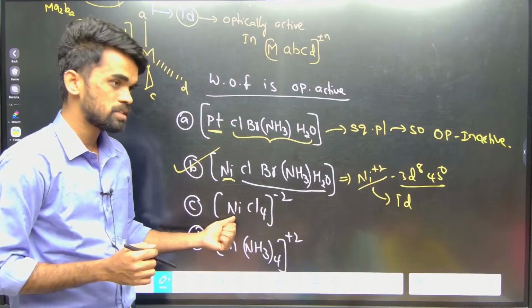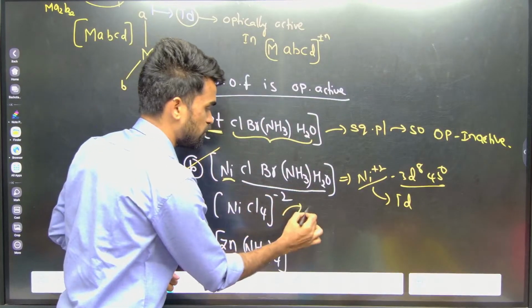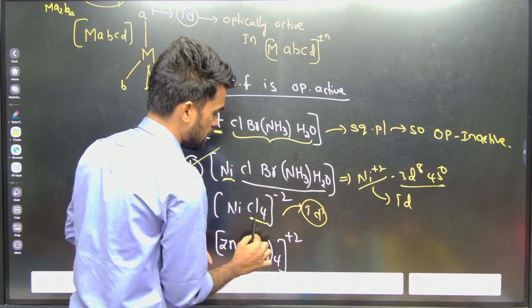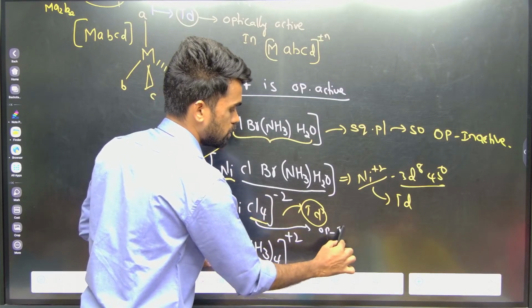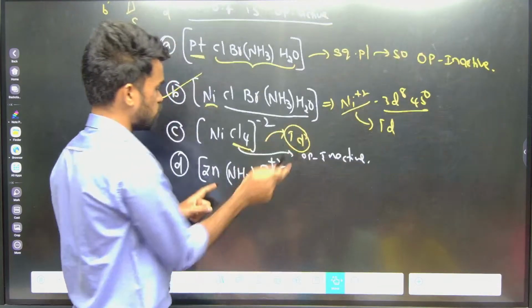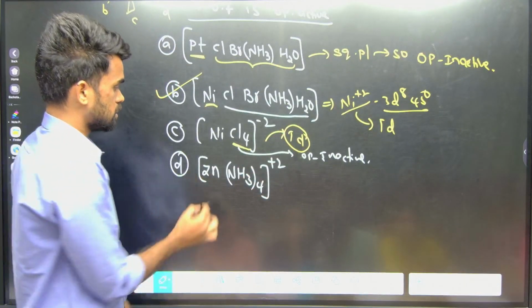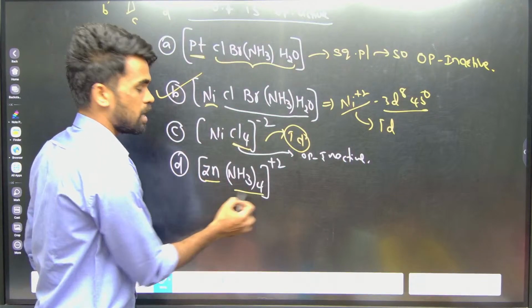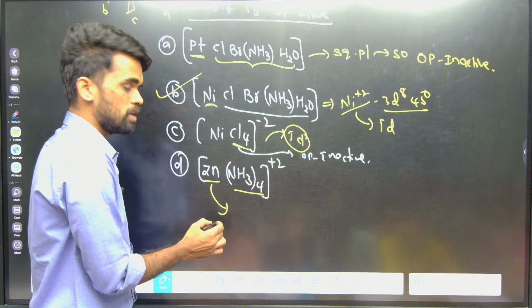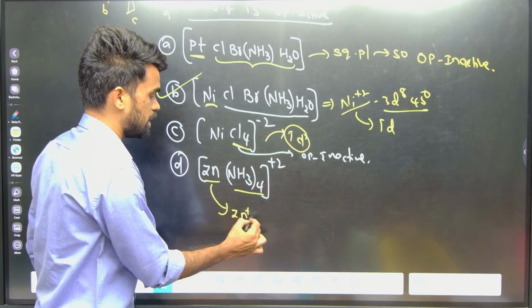Next, what about this? This is tetrahedral, fine. But all ligands are same. So optically inactive. Is this clear how we are solving the questions? Okay. Next, this one. Zinc. All four ligands are same. And what about the geometry of zinc? I told you zinc +2 means 3d10.